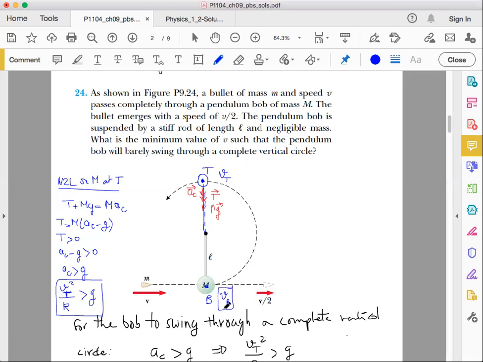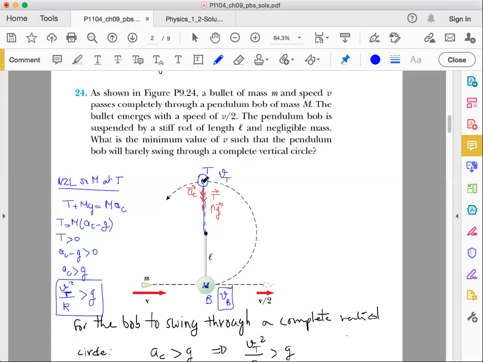And how can we know the speed of the bob at point B? It's because we have some inelastic collision between the bullet and the bob, right? So what did they say in the given? They say that the bullet passes completely through a pendulum bob, and it emerges with a speed of v over 2, where v is its initial speed.